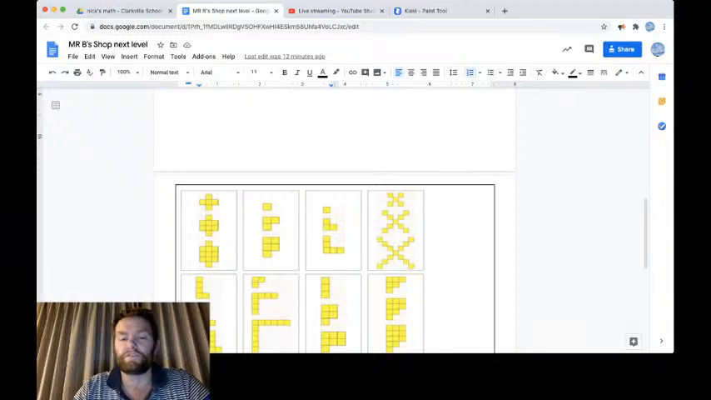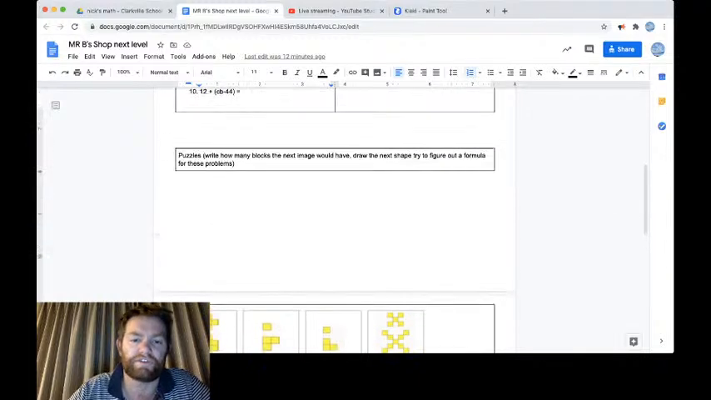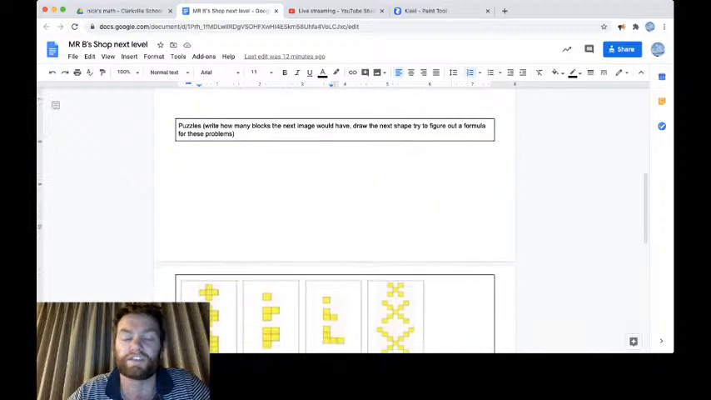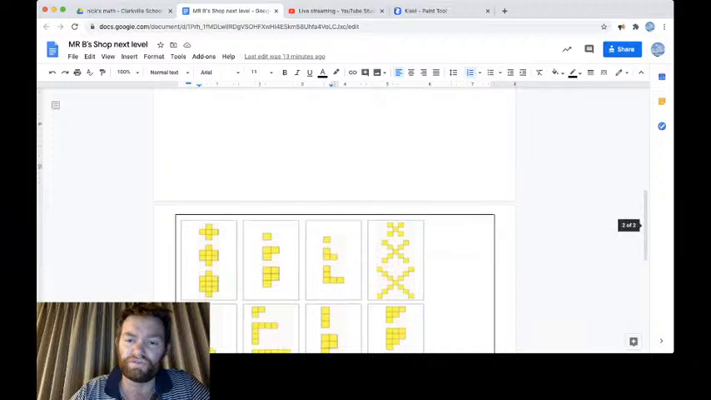So you can see that the next one is going to have 4 more blocks. 4 more blocks than 13 is 17. So that's your first step, and that's fine. If you're just writing out how many blocks the next shape would have, 17, that's fine. And I also want you to draw it.